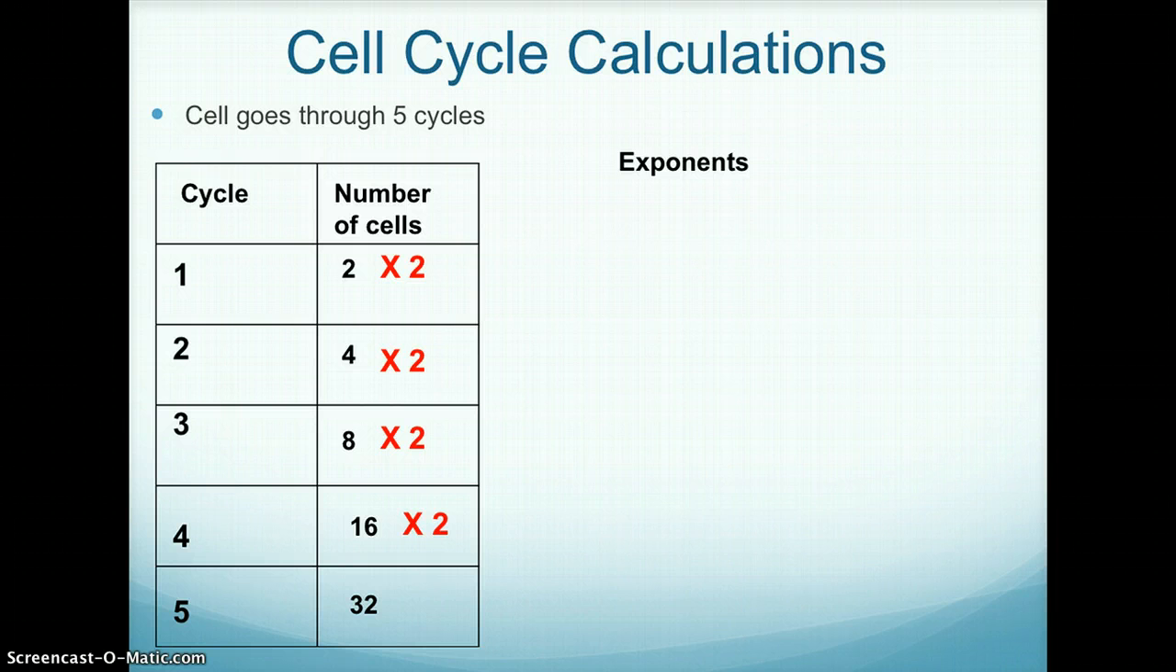Another way to do this is with exponents. In your calculator, put 2, because the cell doubles each time, to the 5th power, because you are using 5 cycles. So you put in 2, the caret symbol, then 5. You should get 32. Test it with each cycle to prove the math.